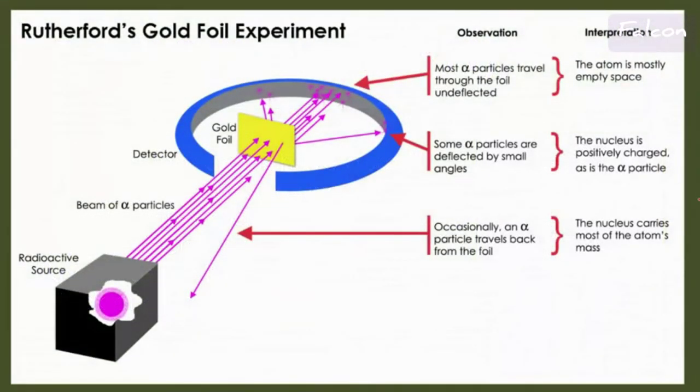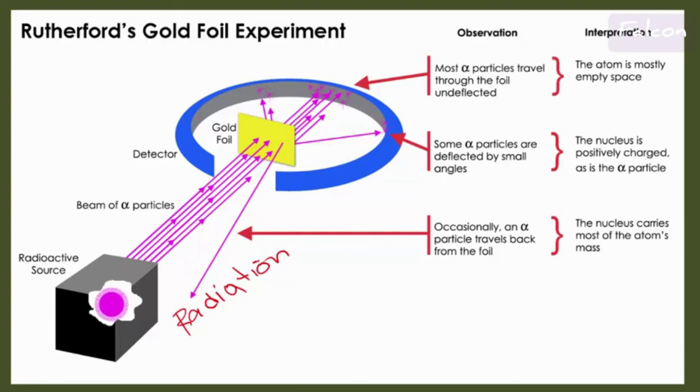In his gold foil experiment, Ernest Rutherford took a radioactive source, which we see in the bottom left-hand side, and used that radiation to penetrate a very, very thin sheet of gold foil. In the process, he noticed on his detector that some of those alpha particles from the radiation source were deflected, and they did not go perfectly straight through.